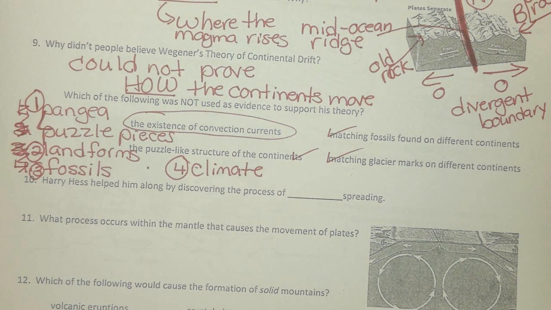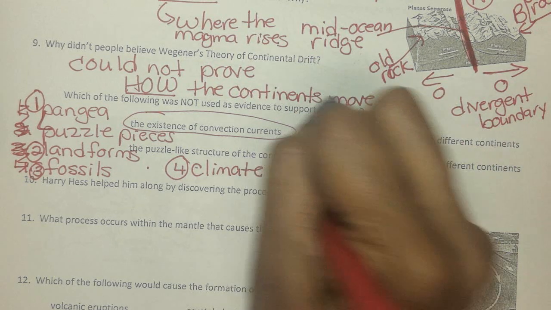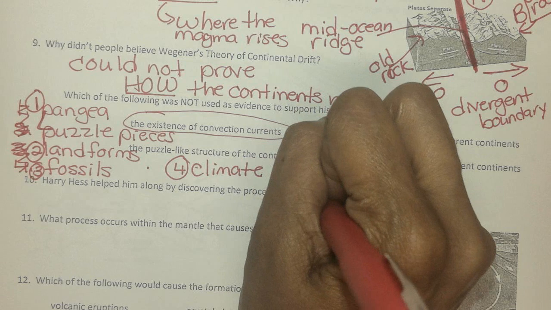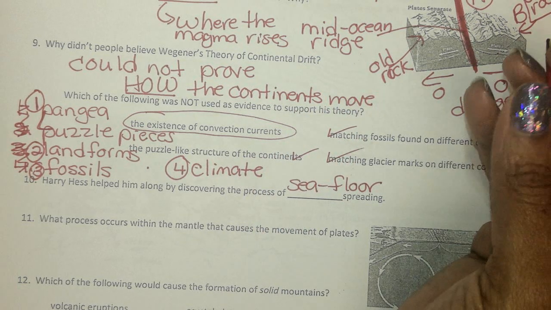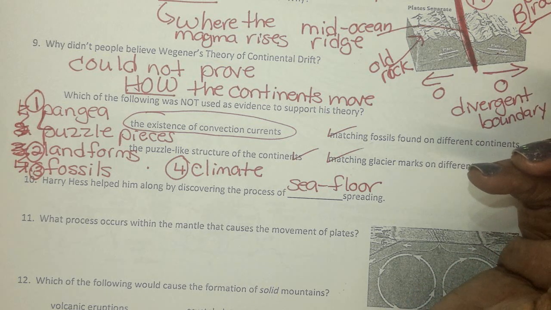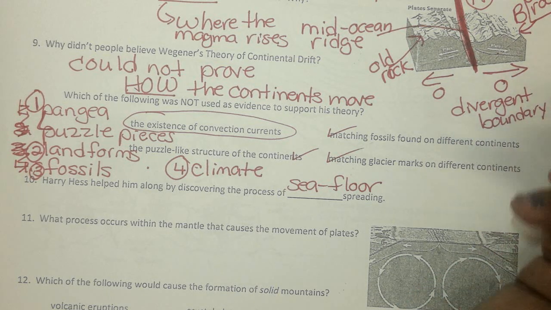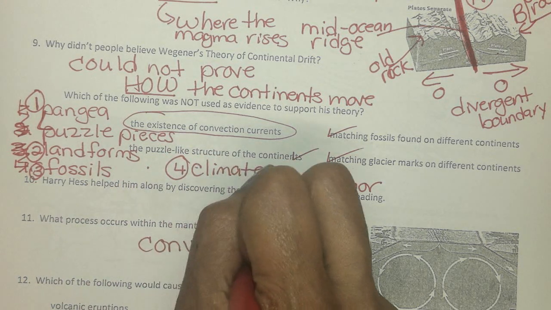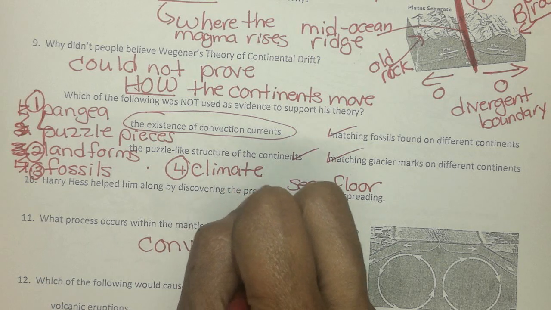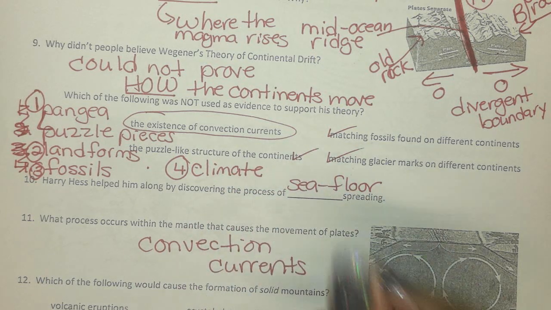Okay, 10. We did not talk about Harry Hess, but Harry Hess came along later after Wegener passed away and helped him. He helped Wegener's theory because he discovered seafloor spreading. All right, number 11. What process in the mantle causes the plates to move? That is your convection currents. So convection currents in the mantle is what causes continents to move.